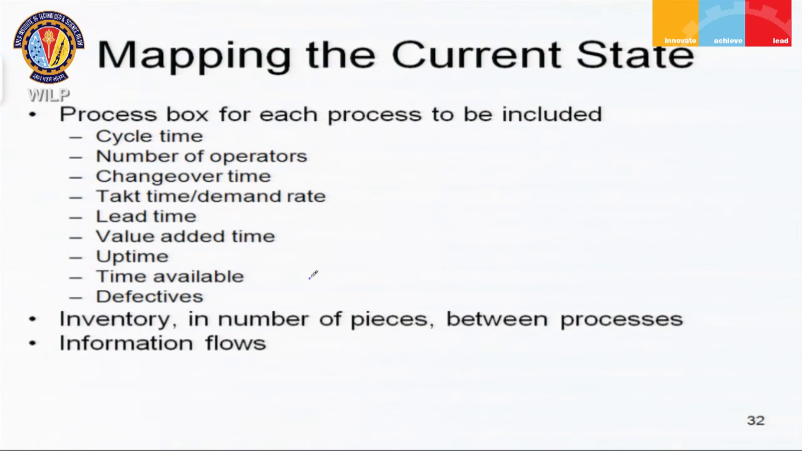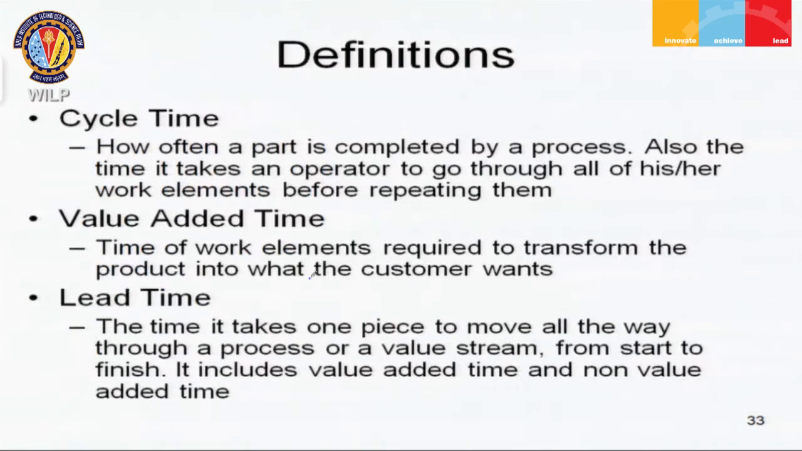And you also have to look at how information flows take place when you're mapping the current state. A few definitions. When we talk about cycle time, it stands for how often a part is completed by a process. That means it is the amount of time that it would take an operator to go through all of the work elements before he or she repeats them. Okay, and that would be the frequency with which a completed part would leave the particular process.